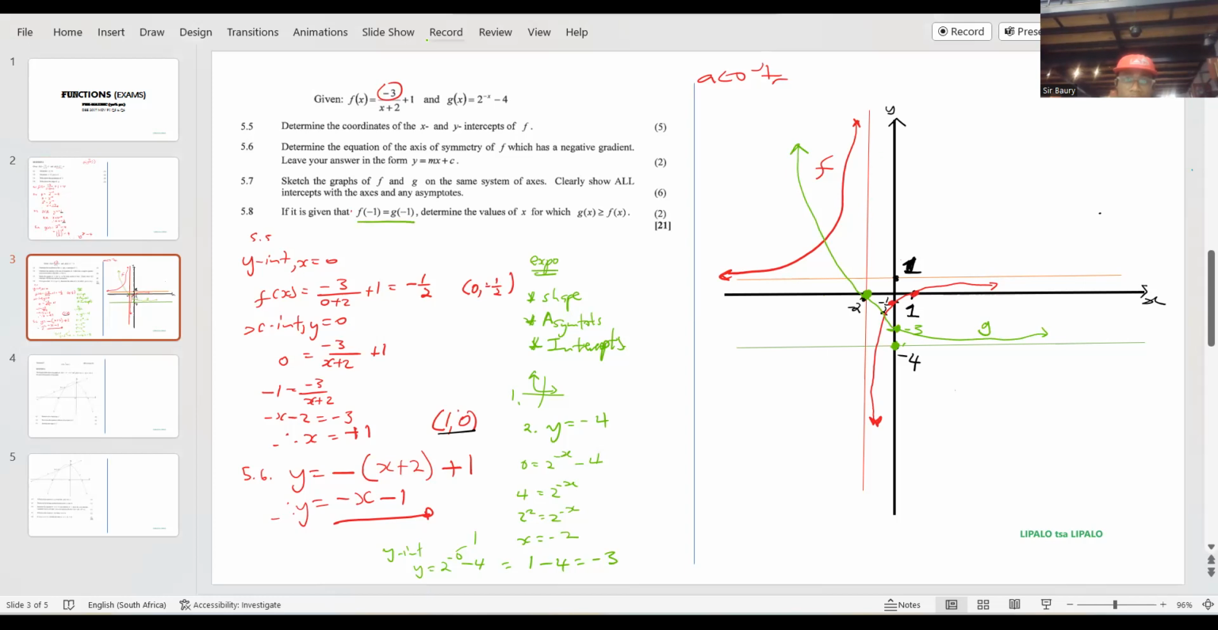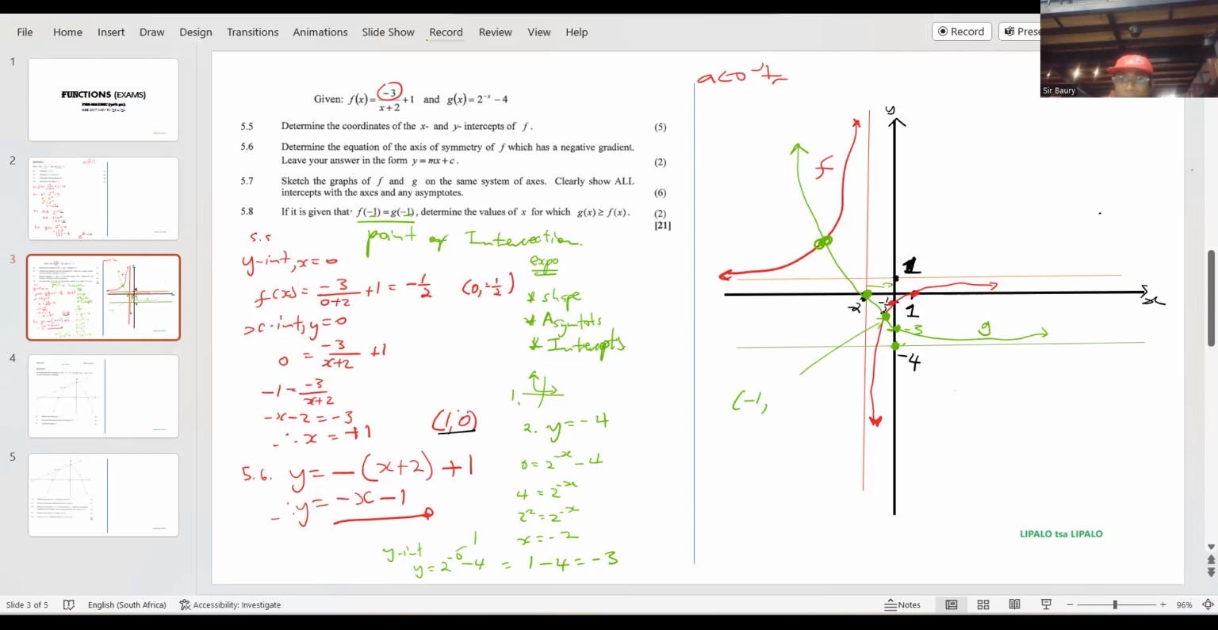Given that f at -1 is equal to g at -1, this is a point of intersection. Let's see the point of intersection. I have one here, then I have another one here where they meet. So this point here, it's what? -1. I don't know the value of y, but I know the value of x is -1, because they're saying the y value of f is the same as the y value at g.